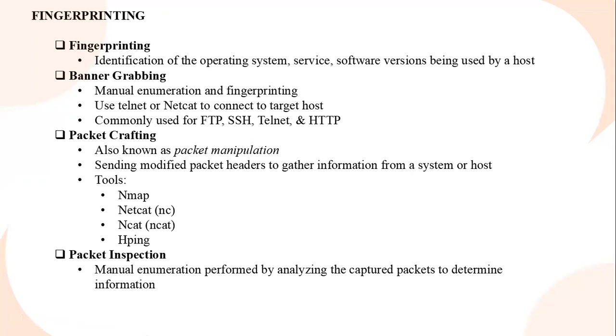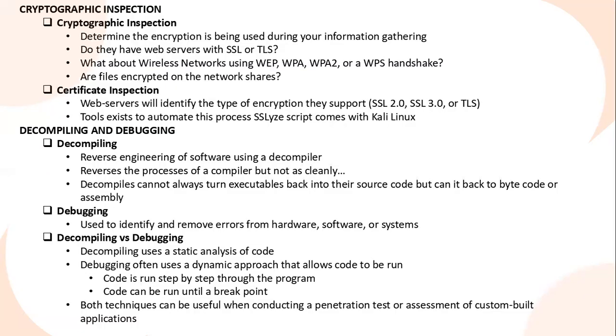Then packet inspection, where you're trying to use something like Wireshark. Wireshark is spelled W-I-R-E-S-H-A-R-K. The latest version should be about 3 point something. You're using that to investigate packets moving across a network, right? All of these are different ways you could do footprinting.